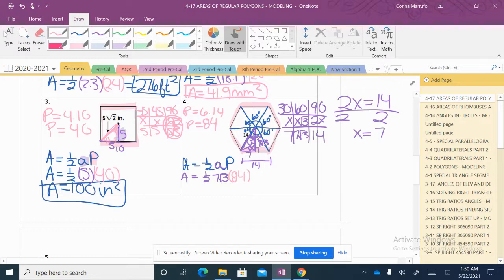Okay, so now that I found all the pieces that I need to find my area, I'm going to go ahead and plug them in. So area equals 1/2 times 7 square root of 3 times 84. That gives me 509.2. My units here, we don't have any, so I'm going to leave it as u squared.